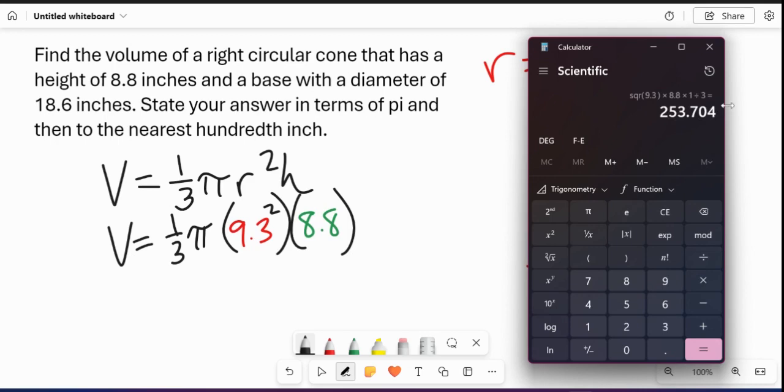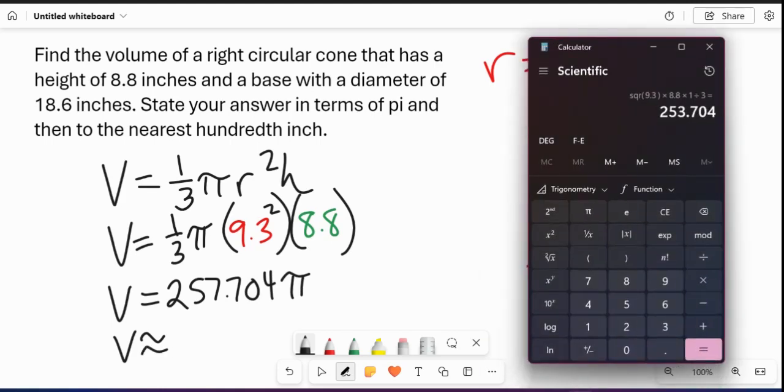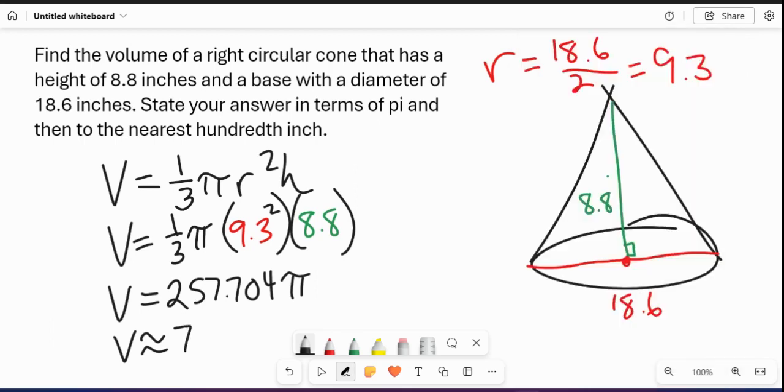253.704 pi. And then when I approximate my answer, I'm going to multiply it by pi. So times pi equals, yikes, and we round to the nearest hundredth. So I look after the 3, the digit in the thousandths spot is a 4, so I keep it the same. So it is 797.03 inches cubed.